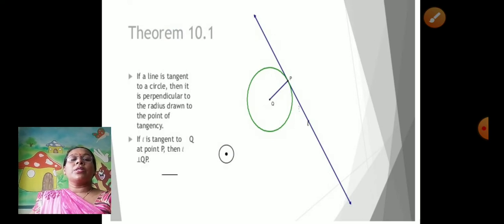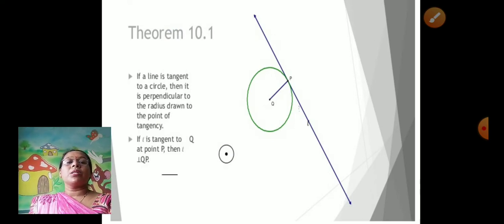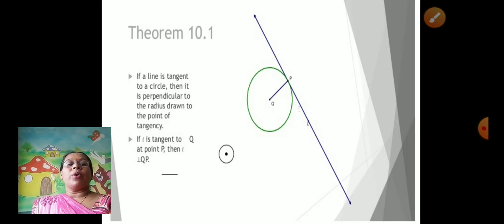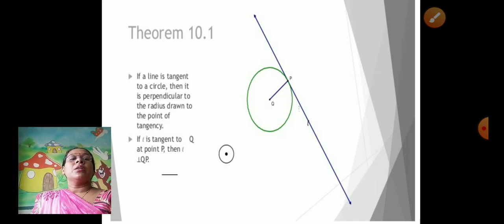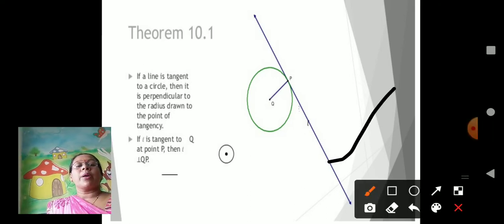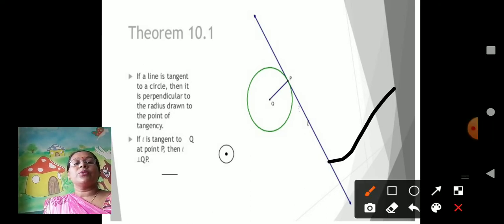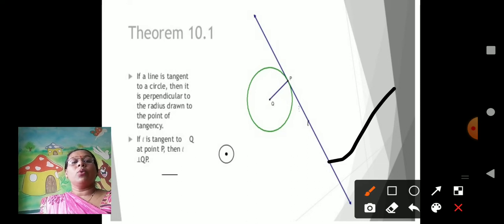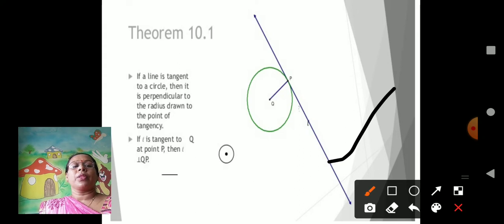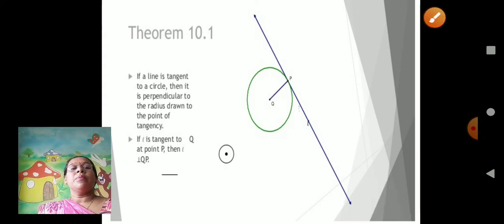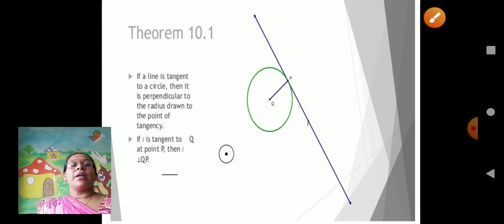Now some theorems related to circles. First one, if a line is tangent to a circle, then it is perpendicular to the radius drawn to the point of tangency. It means this line is tangent to the circle, then the segment OP is perpendicular at the point of contact. It means the angle formed by the radius and tangent is a right angle.